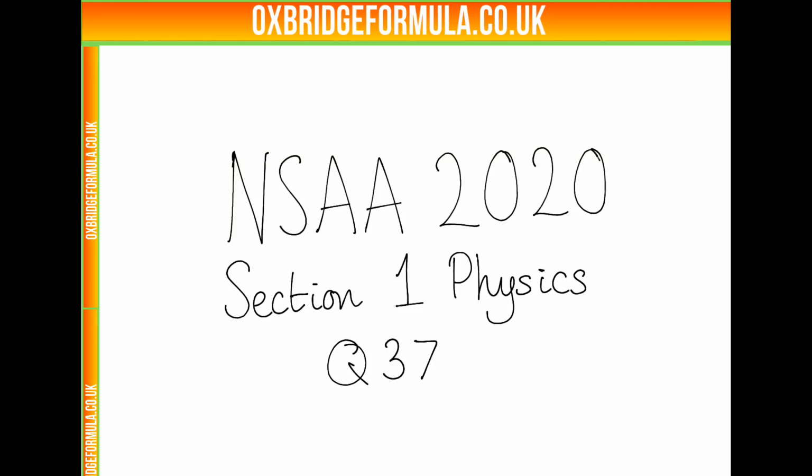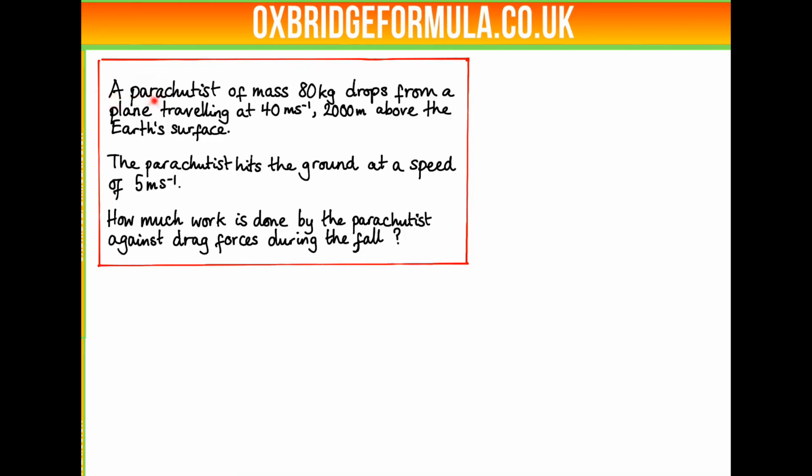This question is taken from the NSAA 2020 Section 1 paper, and it is question 37 of the Physics subsection. A parachutist of mass 80 kilograms drops from a plane travelling at 40 meters per second, 2,000 meters above the Earth's surface. The parachutist hits the ground at a speed of 5 meters per second. How much work is done by the parachutist against drag forces during the fall?